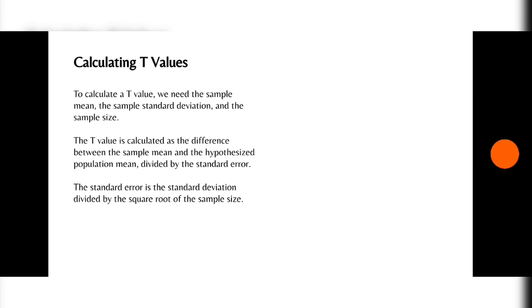Calculating t values. To calculate a t value, we need the sample mean, the sample standard deviation, and the sample size. The t value is calculated as the difference between the sample mean and the hypothesized population mean divided by the standard error. The standard error is the standard deviation divided by the square root of the sample size.